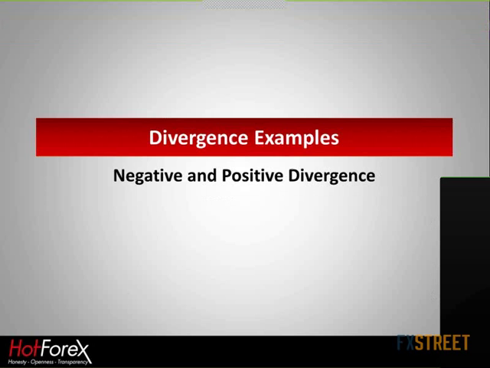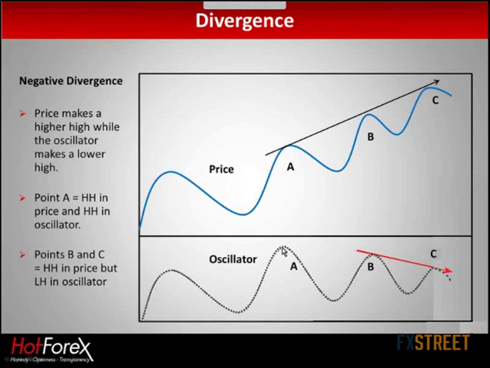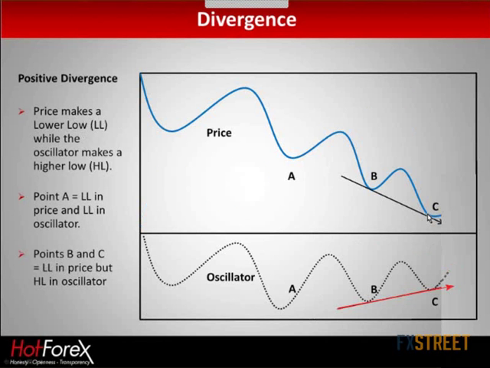All right, negative and positive divergence. If price makes a higher high while the oscillator makes a lower high, then we have negative divergence. Here in point A, we have price moving higher than before, and the oscillator moves higher, so it makes a higher high. But then in points B and C, we have higher highs in the price, but the oscillator makes lower highs. Negative divergence.